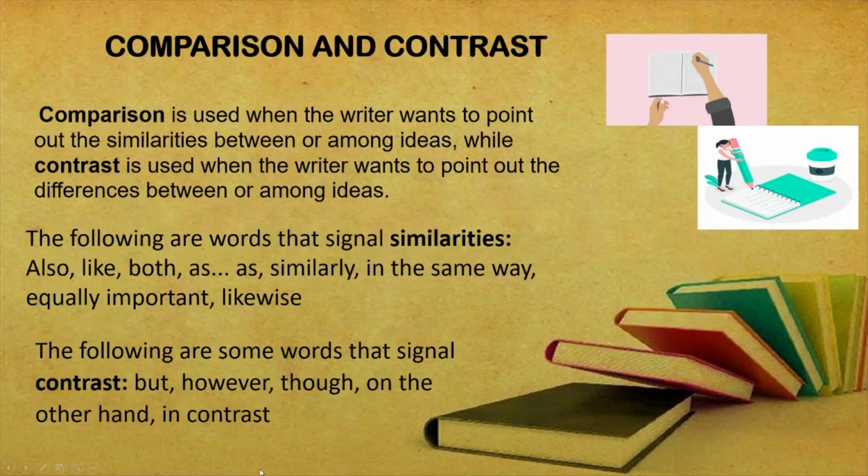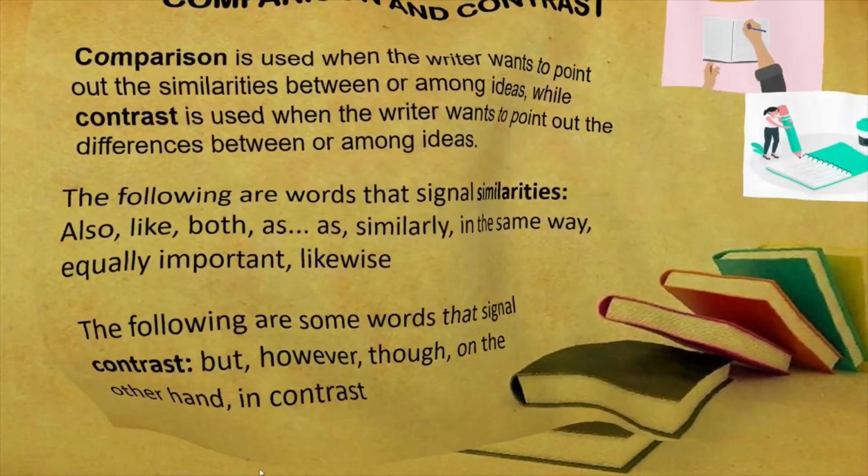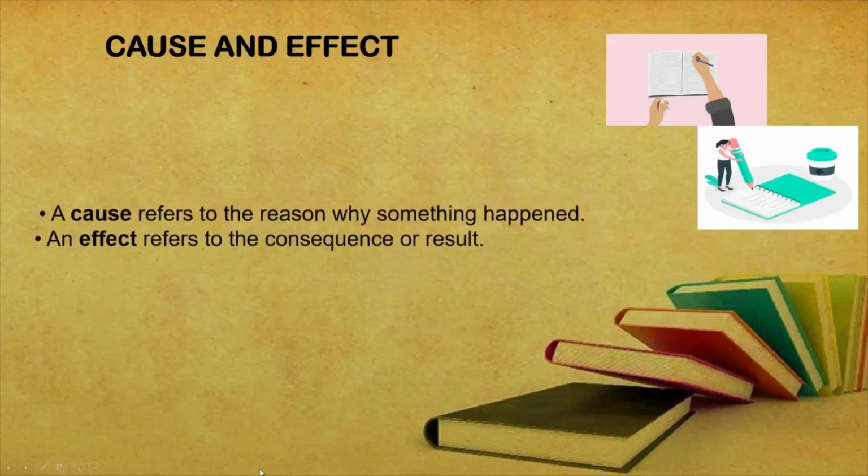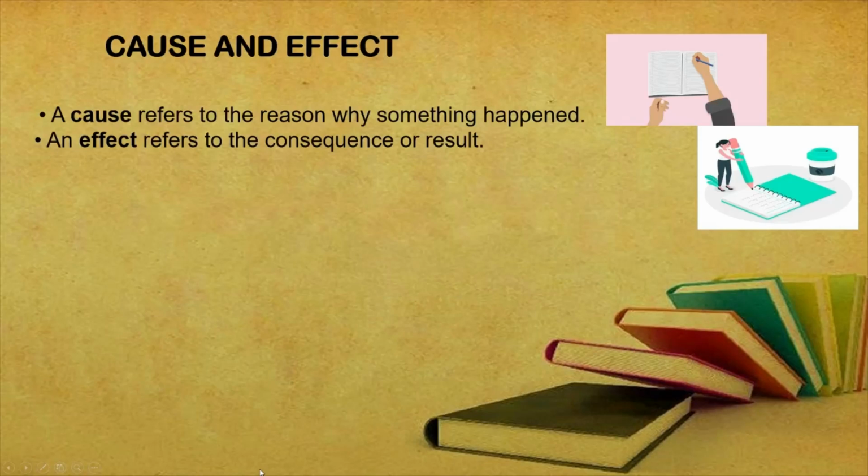Let us now proceed to cause and effect. A cause refers to the reason why something happened. An effect refers to the consequence or result. So class, can you determine the difference between the two? Alright, so a cause is simply why something happens. And again, an effect is what happens.